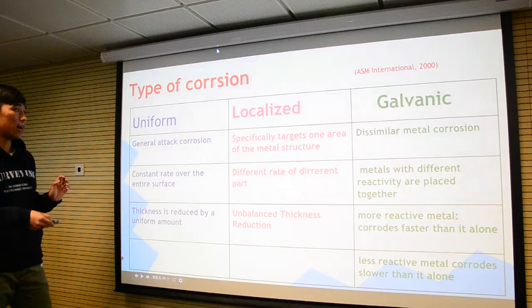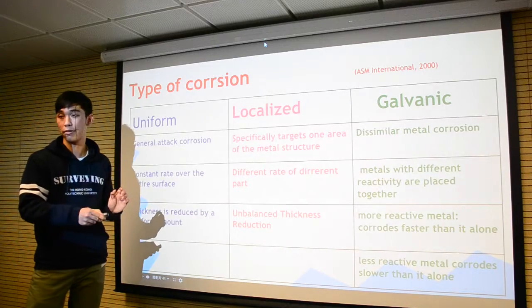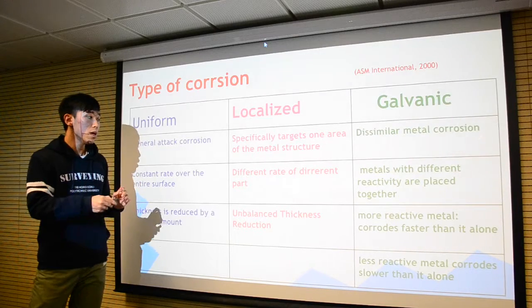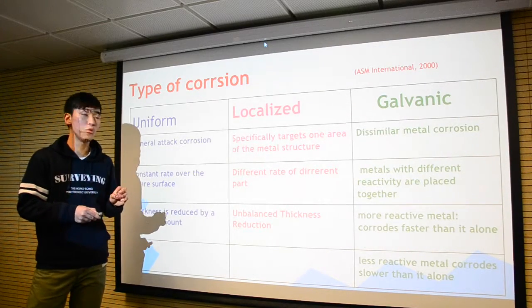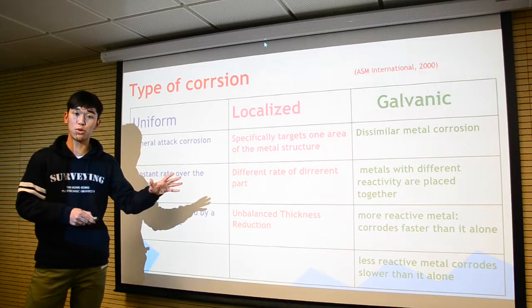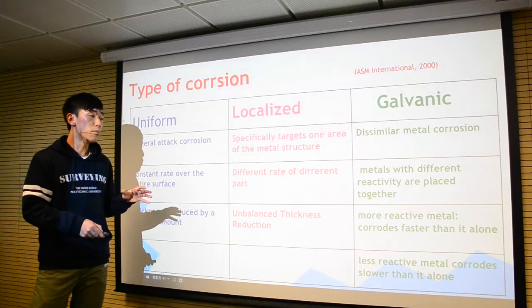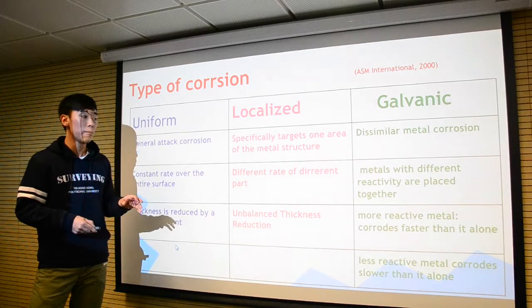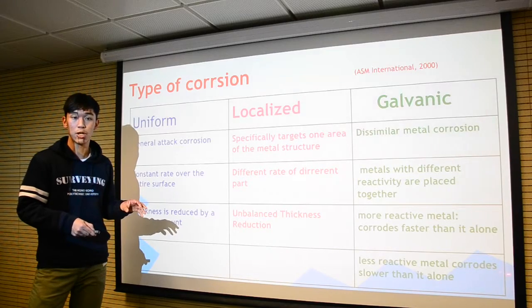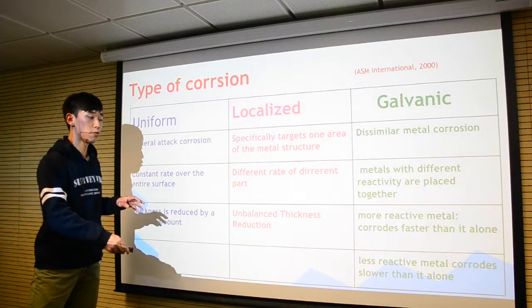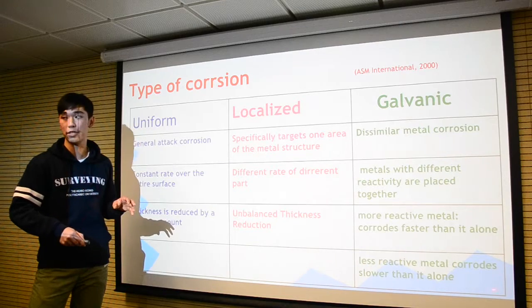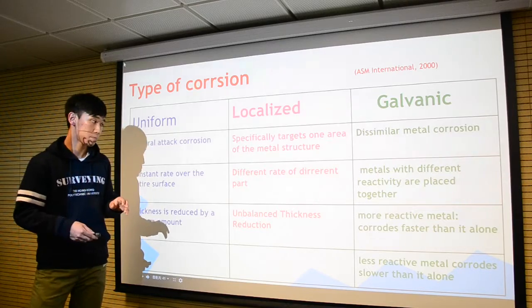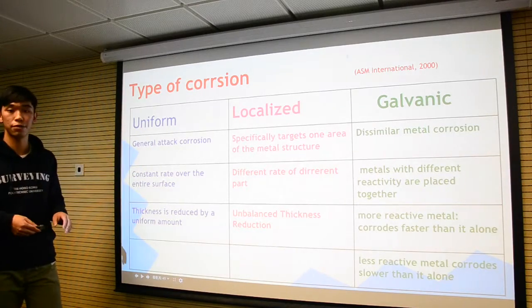So after talking about these two, we will focus on galvanic corrosion. It is also known as dissimilar metal corrosion. It will occur when two metals with different reactivities are placed together and exposed to the external environment. The more reactive metal will corrode at a faster rate than it would alone. That means it becomes a sacrificial metal. It sacrifices itself to protect the less reactive metal. And the less reactive metal will corrode more slowly than it would alone. These are the three main types of corrosion.